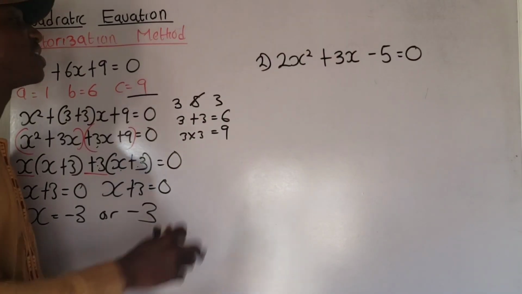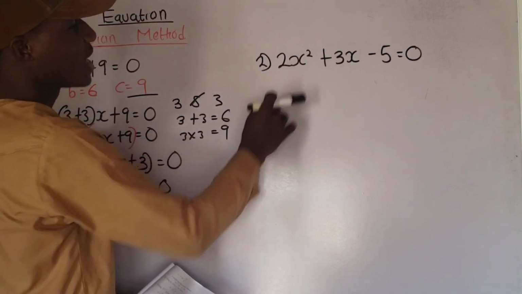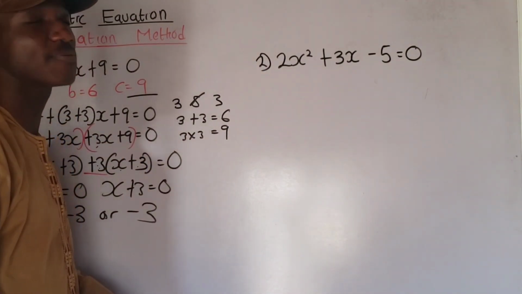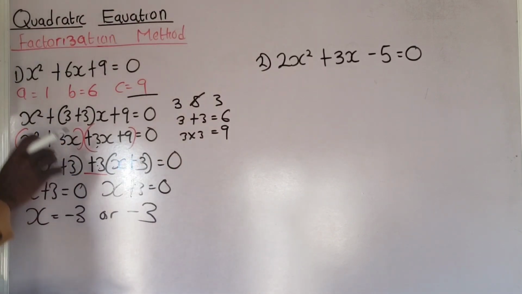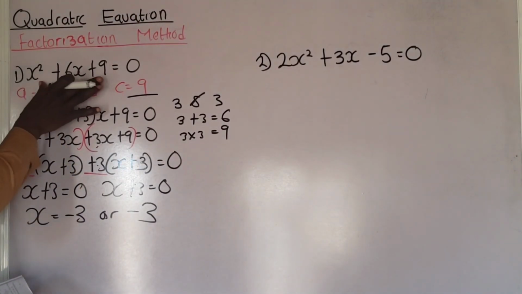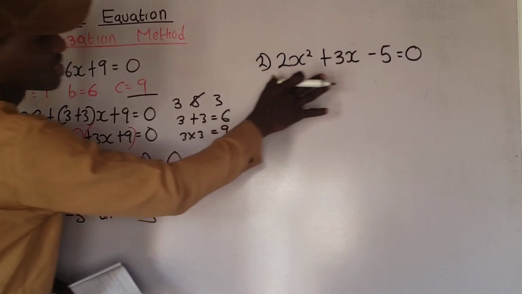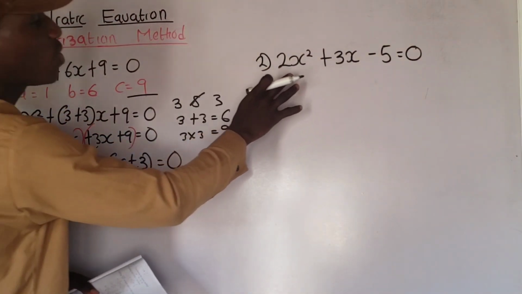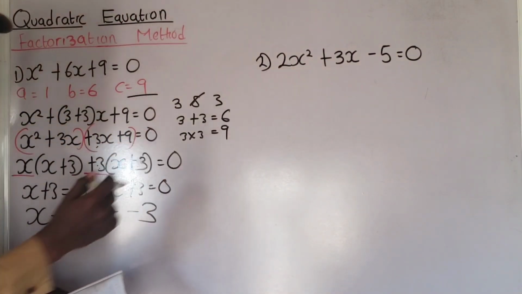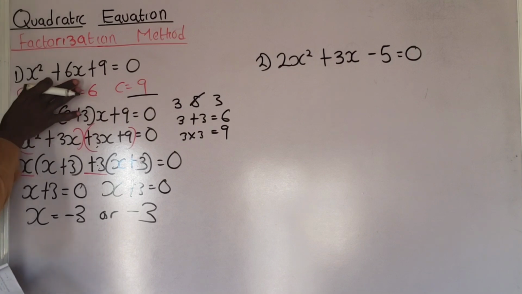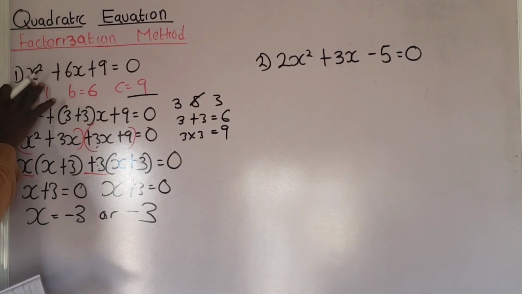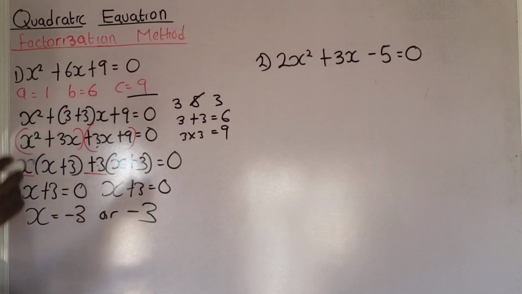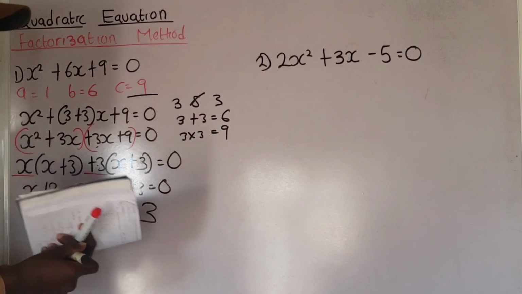Find the value of x in this quadratic equation: 2x squared plus 3x minus 5 equals 0. Okay? You can see that if you compare the first question that we solved with this second question, the value of x squared is not the same. In the first question, the coefficient is 1, which makes this a quadratic equation where a is unity. You understand? Now, look at this.